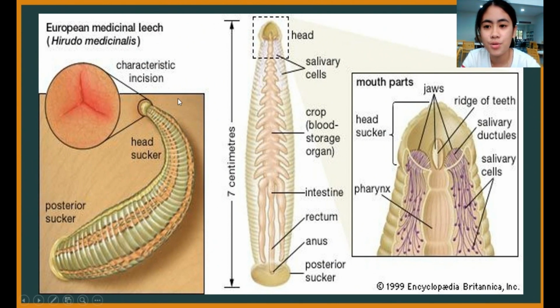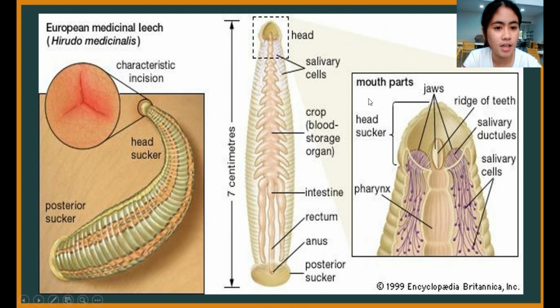This is the close up picture of what we call a leech. The leech is also called the European medicinal leech, or Hirudo medicinalis. It has a head sucker located here, and of course a posterior sucker located here. So they have the head, the salivary cells, the crop, which is the blood storage organ, the intestine, the rectum, the anus, and of course the posterior sucker.